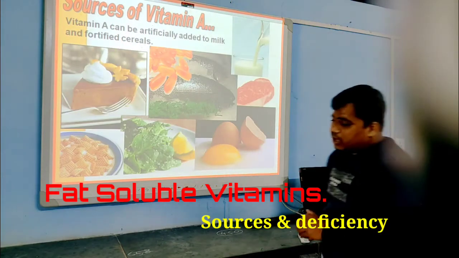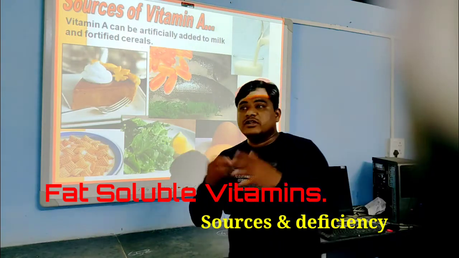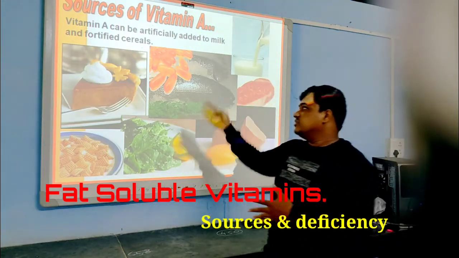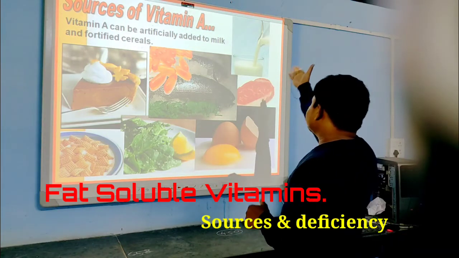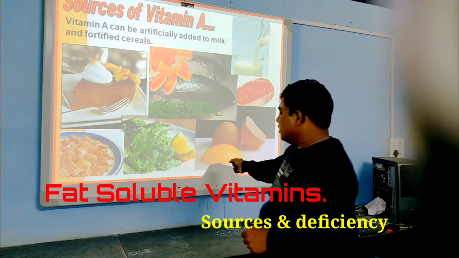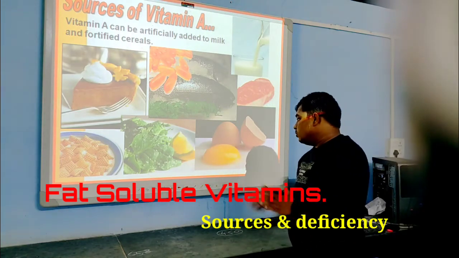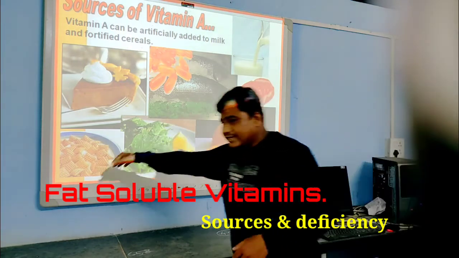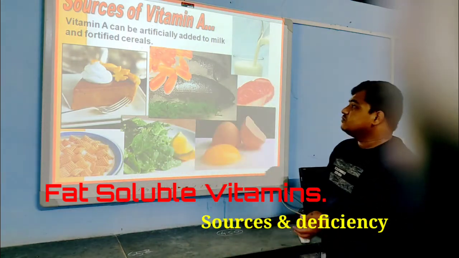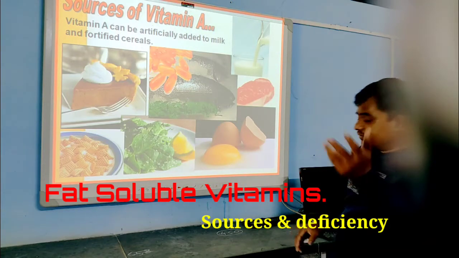Again, we can also say that vitamin A is found in animal products. We can see here the fish liver oil, then milk, meat, then the yellow part of the egg, the yolk, and the green vegetables. Then fatty food and oily food are there. Vitamin A can also be artificially added to milk or fortified cereals.